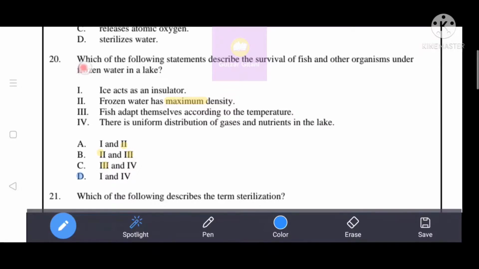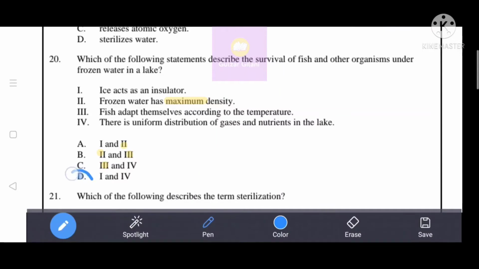Next question, which of the following statements describe the survival of fish and other organisms under frozen water in a lake? We have to identify the correct statements among these four. Statement 1, ice acts as an insulator, is correct. Frozen water has maximum density is incorrect. Frozen water does not have maximum density. Fish adapted themselves according to the temperature is also incorrect. There is a uniform distribution of gases and nutrients in the lake. Means option 1 and option 4 are correct.